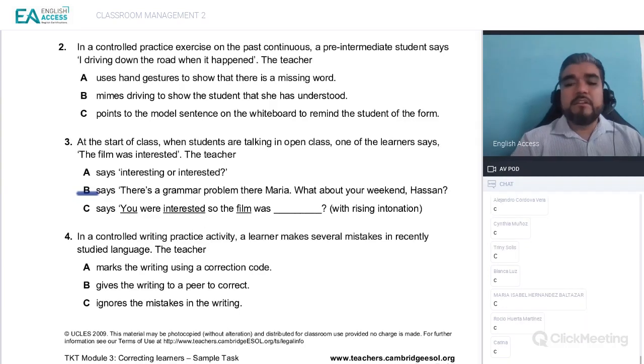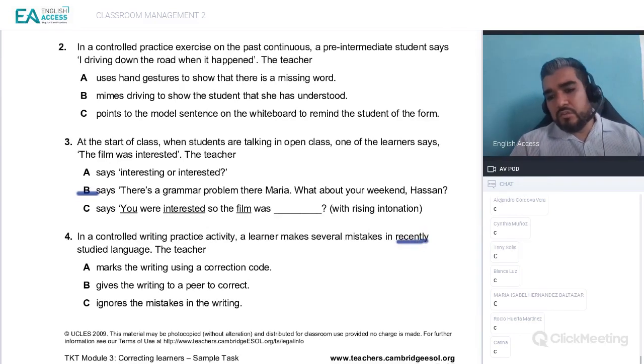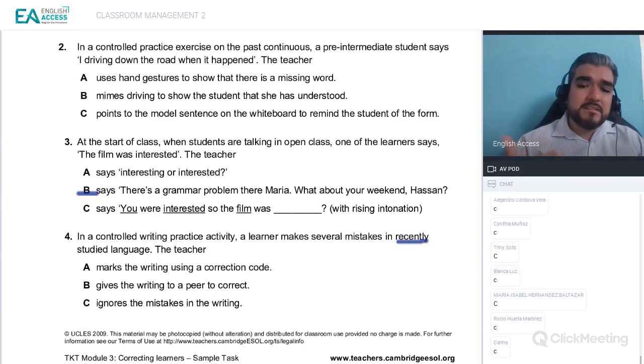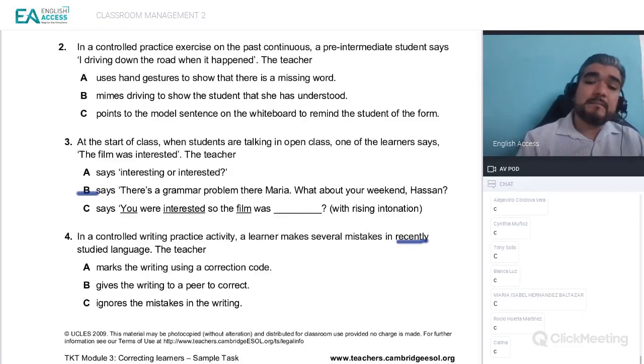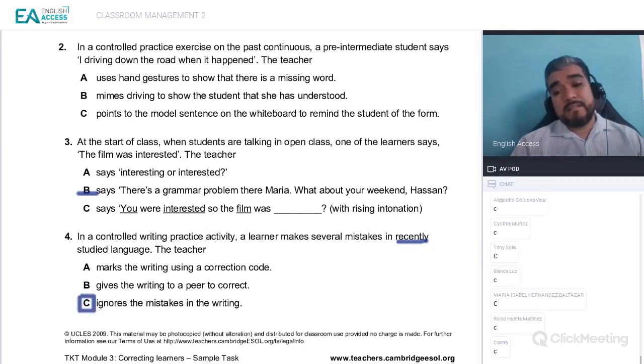Yes, because it's something they recently saw, you cannot ignore it, right? Because you recently saw it. So you cannot expect that your students already use this perfectly. So you need to help them more. Probably you ignore some mistakes when it's advanced level and they are slips, but this is not advanced level. And this is something that you recently saw, so you cannot ignore it. So the one that is not appropriate is the letter C.